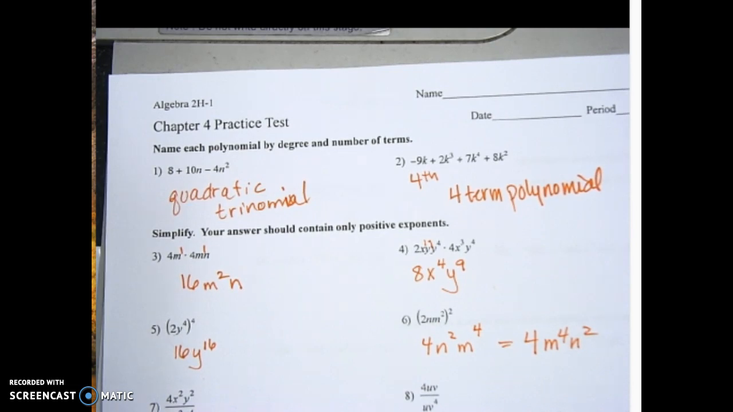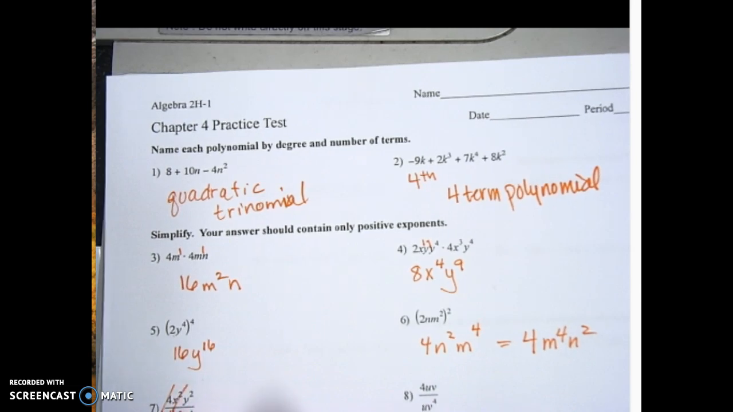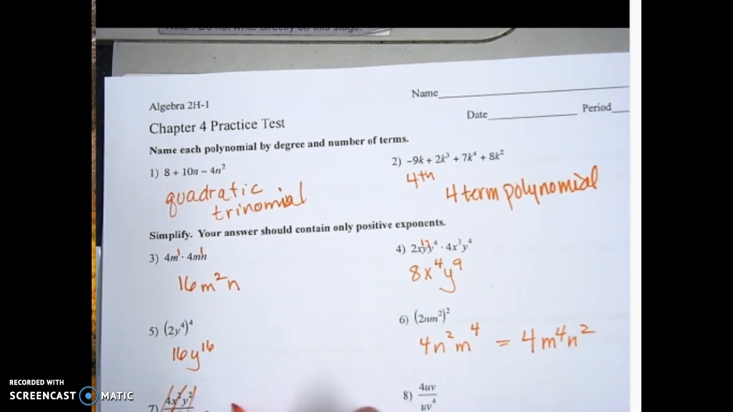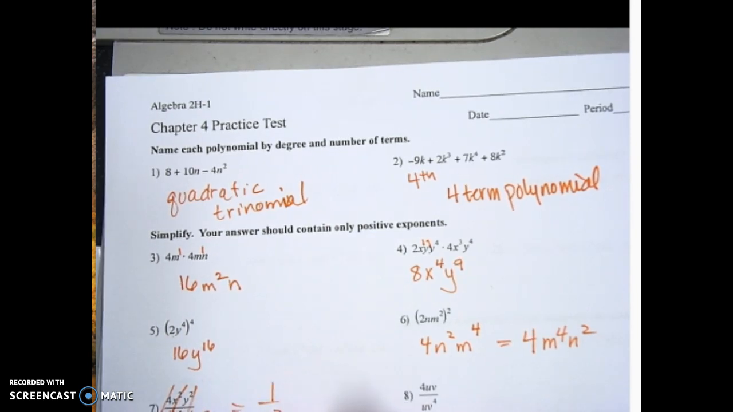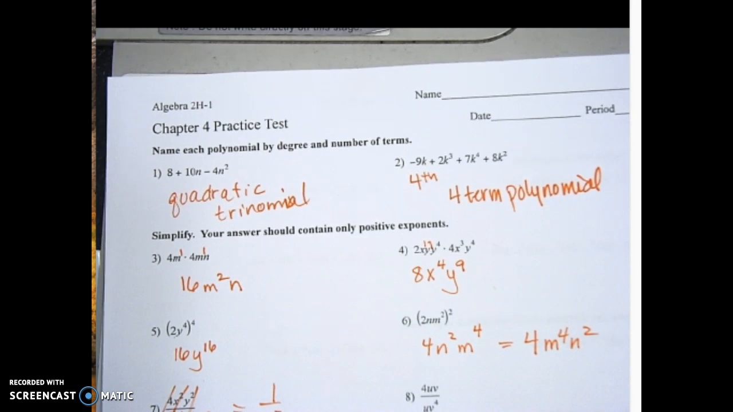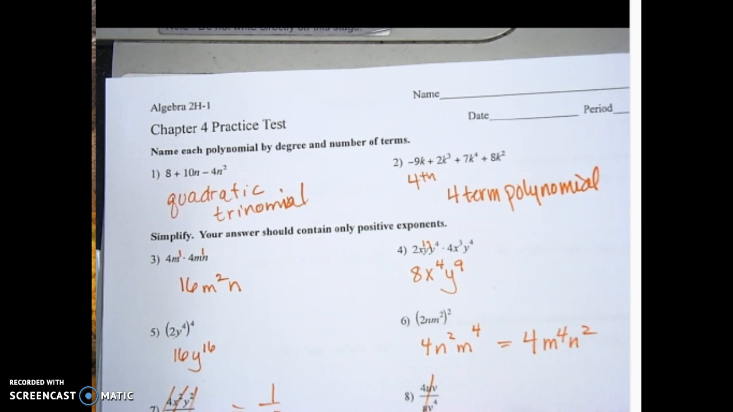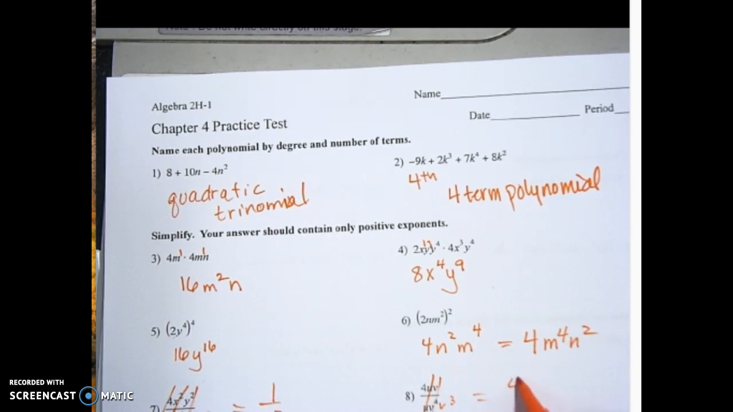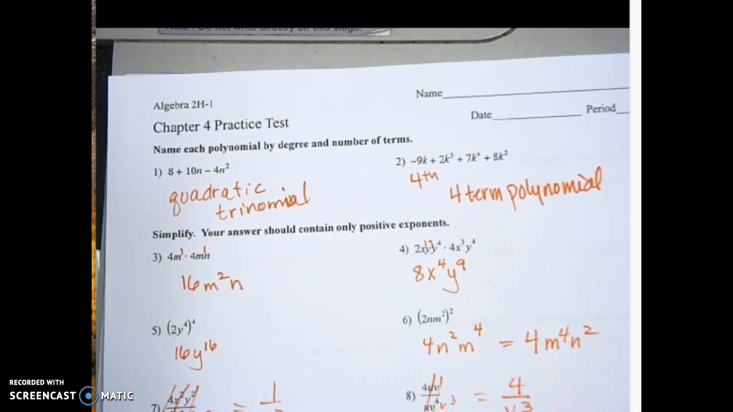Number 7, I see we have some reducing to do. The 4's cancel, the x squareds cancel. Y to the second goes into y to the fourth, y to the second times, so this is 1 over y squared. Number 8. The u's cancel, and one of the v's cancels in the denominator, v to the third. So what's left? 4 over v to the third.